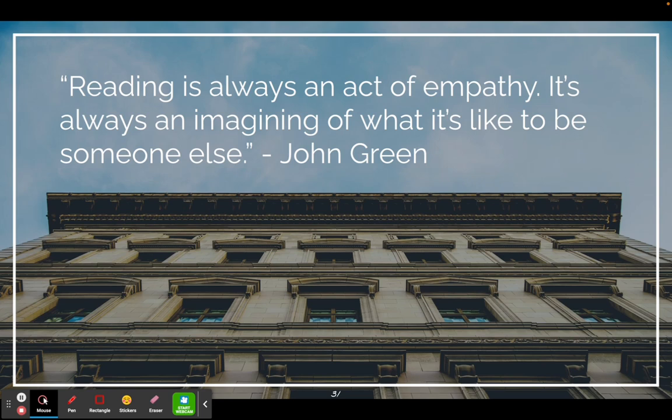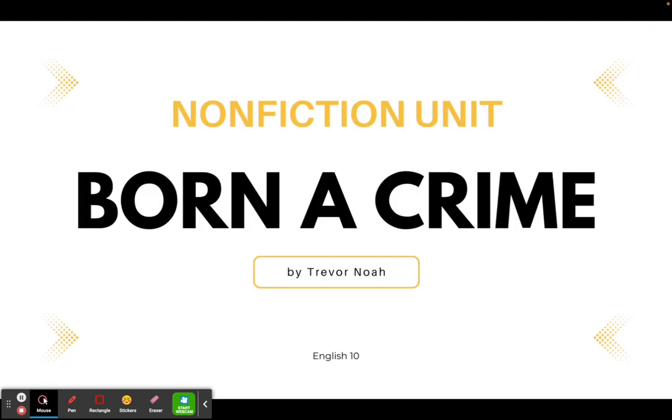He's much older than you. He's older than me. And he grew up in a different area of the world, a different time, and went through a lot of different things. So we're going to try to practice empathy while we're reading.